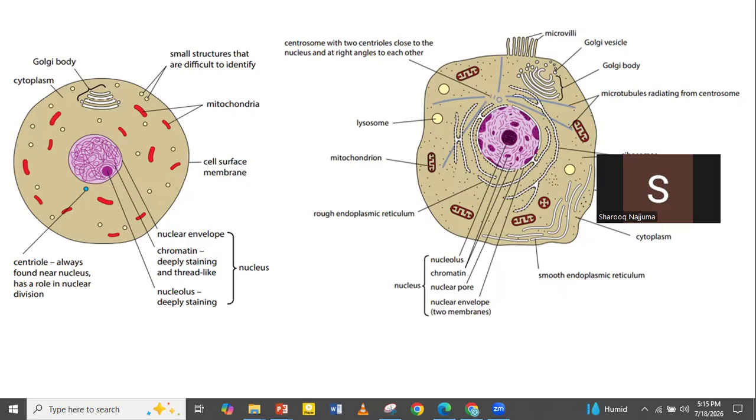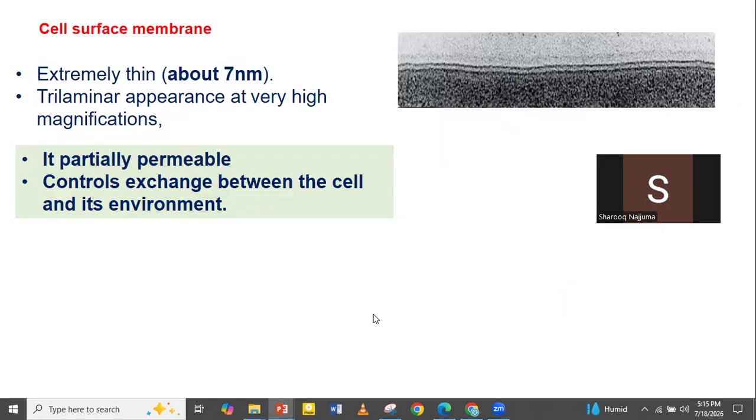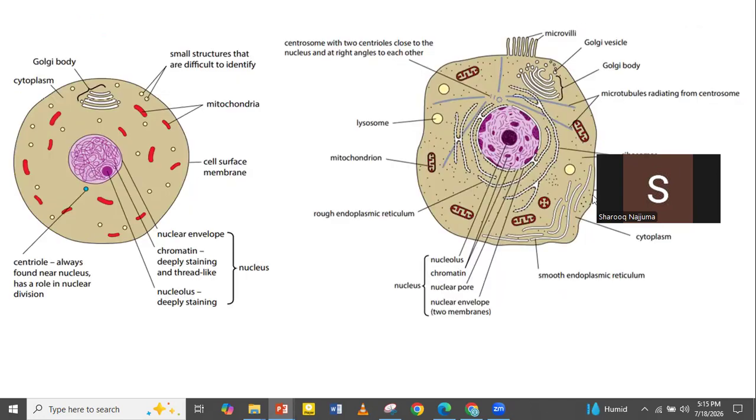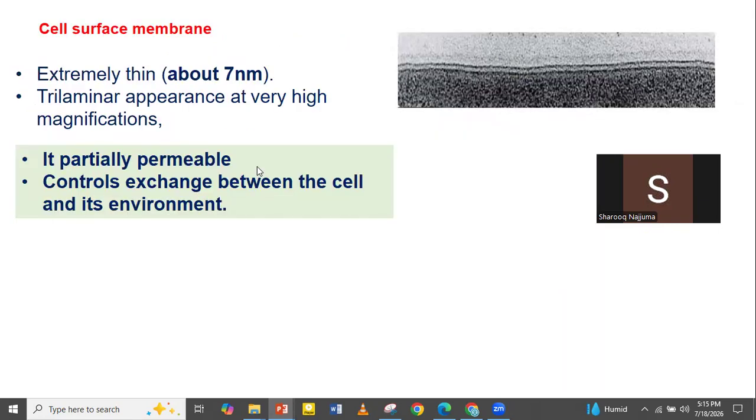So right now we are going to look at the uses of each and every structure that is found within a cell. Without further ado, let's start with the cell surface membrane. I'm sure everyone knows what the cell surface membrane is. The cell surface membrane is that outer layer enclosing a cell. It holds all the cell contents together, and its major role is to control exchange between the cell and its environment.